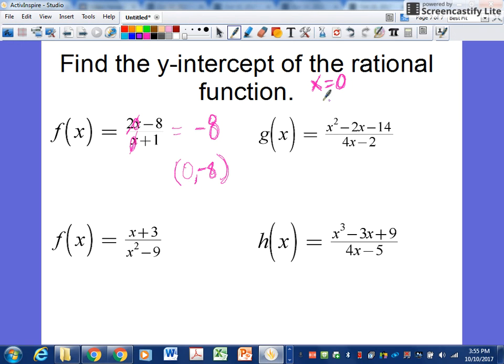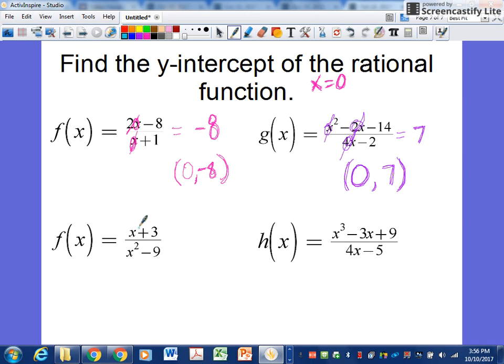Moving on to G. We have a 0 here, a 0 there, and a 0 on the bottom. So -14 divided by -2 is a y value of 7. Formally, this crosses the y-axis at the point (0, 7). It's that simple.